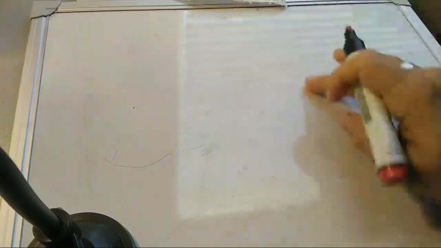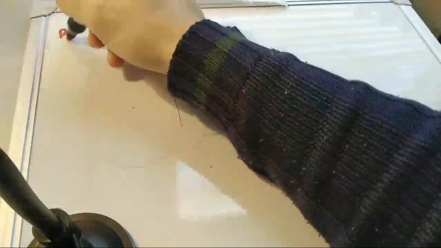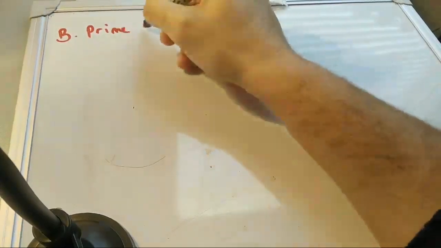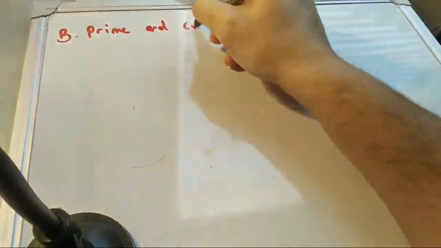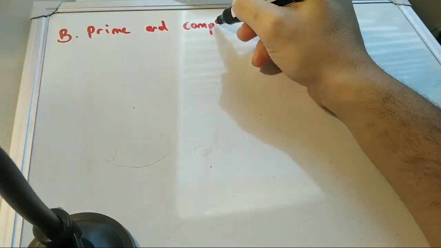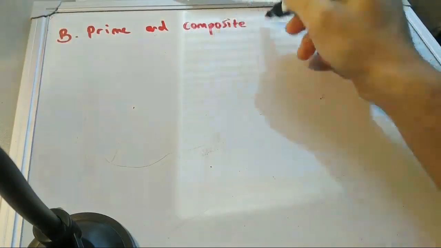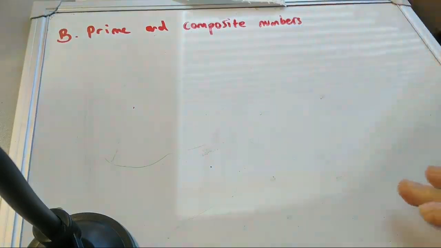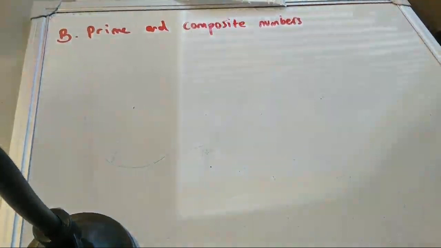We finished part A yesterday, and today we will continue with part B. B is prime and composite numbers. Let me give you the definition first.